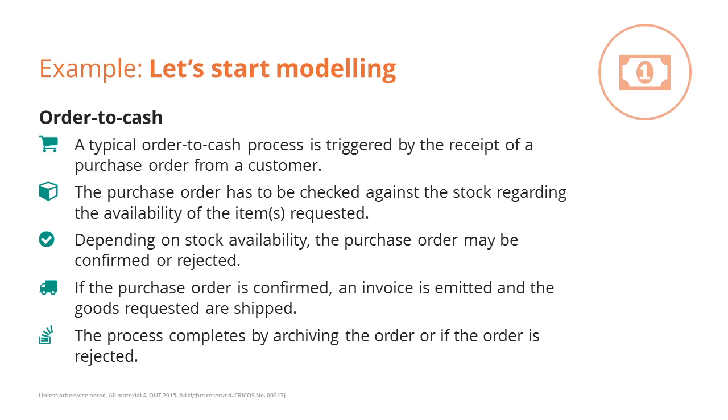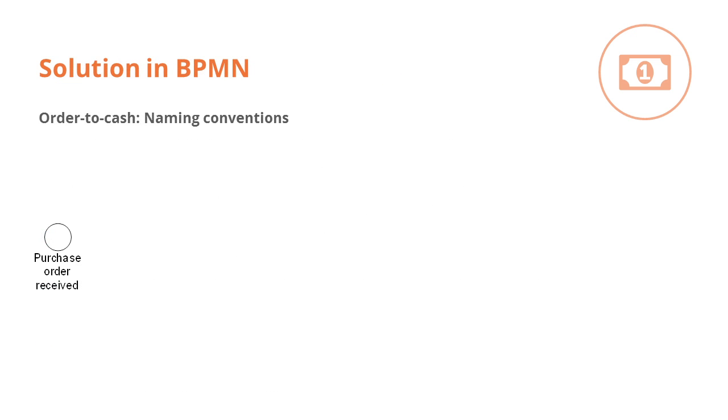So a typical order-to-cash process is triggered by the receipt of a purchase order from a customer. We start with a start event, purchase order received. The purchase order has to be checked against the stock regarding the availability of the items requested. We check for stock availability.